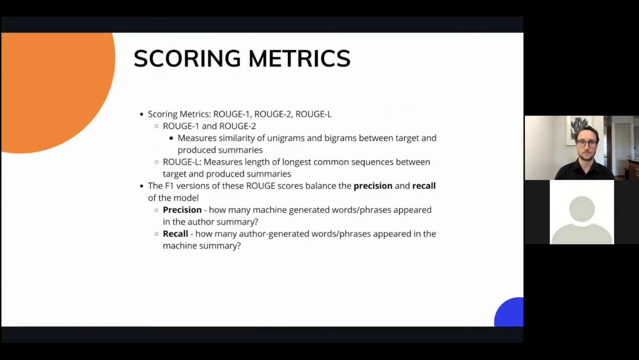For scoring metrics, I used a number of different ROUGE scoring metrics. ROUGE-1 and ROUGE-2 measure the similarity of unigrams and bigrams, respectively, between the target and the machine-generated summaries. And then ROUGE-L measures the length of the longest common sequences between the target and the machine-generated summaries. The F1 versions of the scores balance both the precision and the recall of the model, meaning they look at how many of those common words and phrases are present in the author-generated summary versus how many of those common words and phrases are present in the machine-generated summary, and then balance those 2 things.